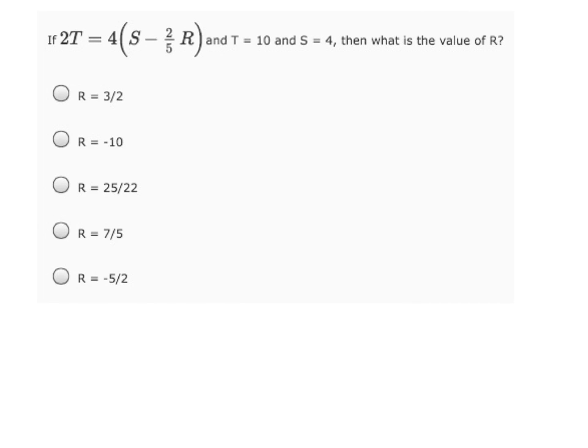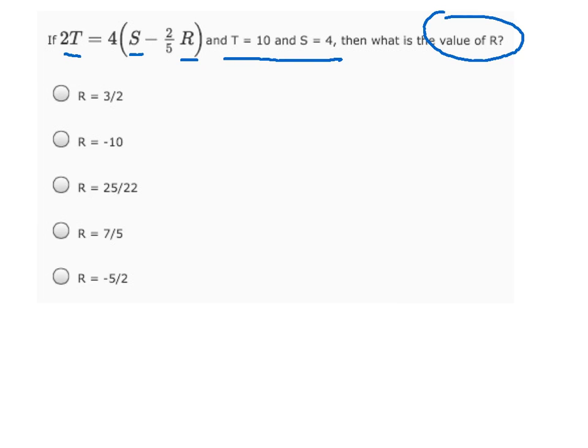In this problem, we're given three different variables, t, s, and r. And we are looking for what the value of r is. However, we want to notice that we're given what both t and s equal.